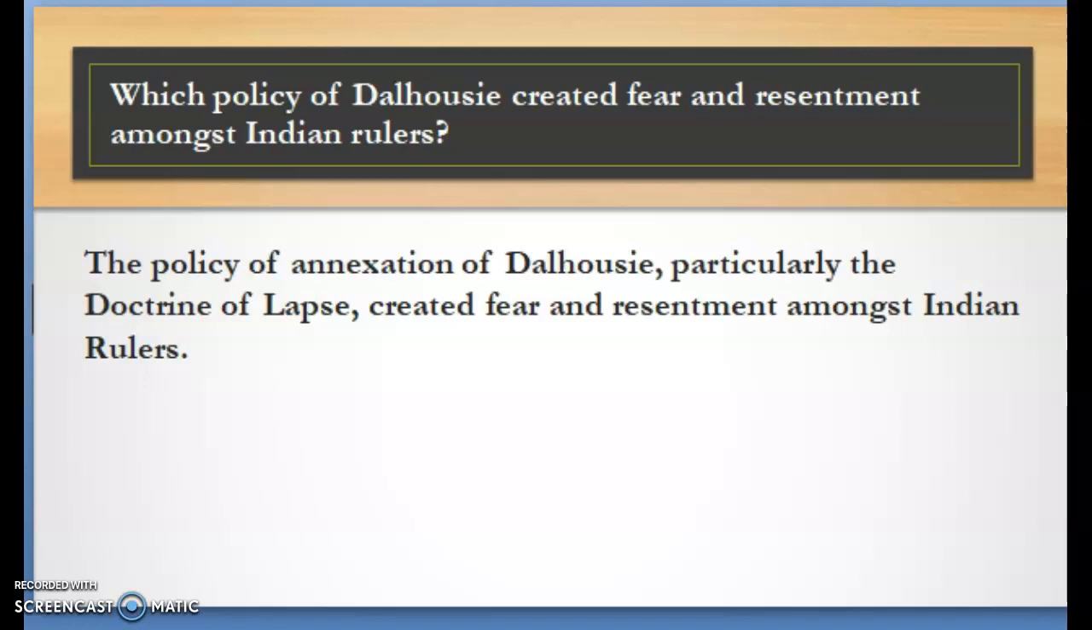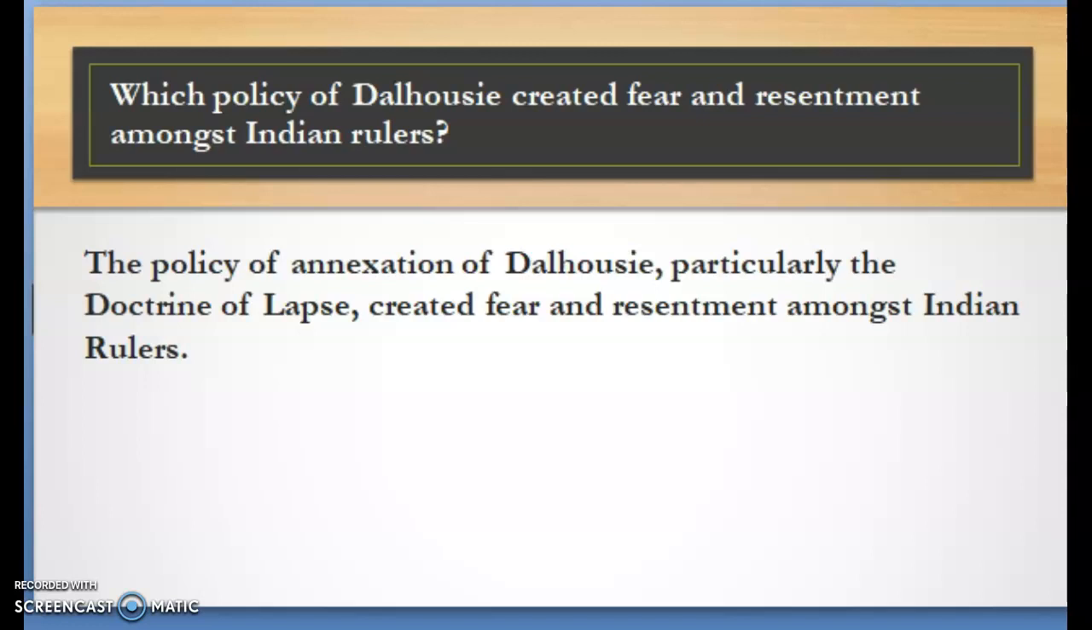Now, the first question is: which policy of Dalhousie created fear and resentment among Indian rulers? This is a very important question, and the question is asking about the policy of Dalhousie which created fear among Indian rulers. Dalhousie was very famous in Britain for his success in India. He annexed many states in India under his policy, particularly the doctrine of lapse.